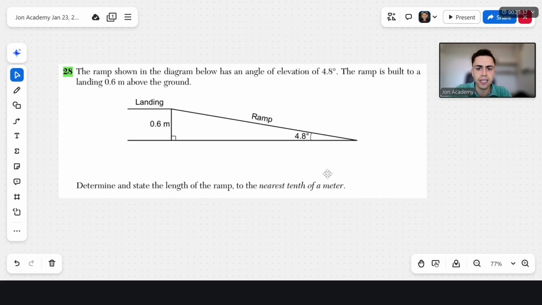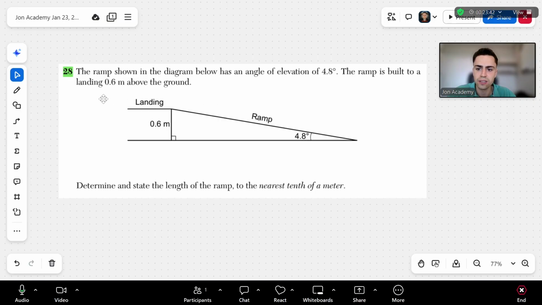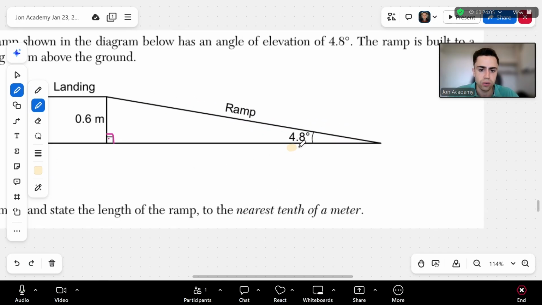The ramp shown in the diagram below has an angle of elevation of 4.8 degrees. The ramp is built to a landing 0.6 meters above the ground. So this side of the right triangle, they state here also, is 0.6. Determine and state the length of the ramp to the nearest tenth of a meter. The ramp, as we can see, is the hypotenuse of the triangle, no? So it's gonna be again using SOHCAHTOA. What do we have? The angle here and the opposite from that angle, no? And we are looking for the hypotenuse.